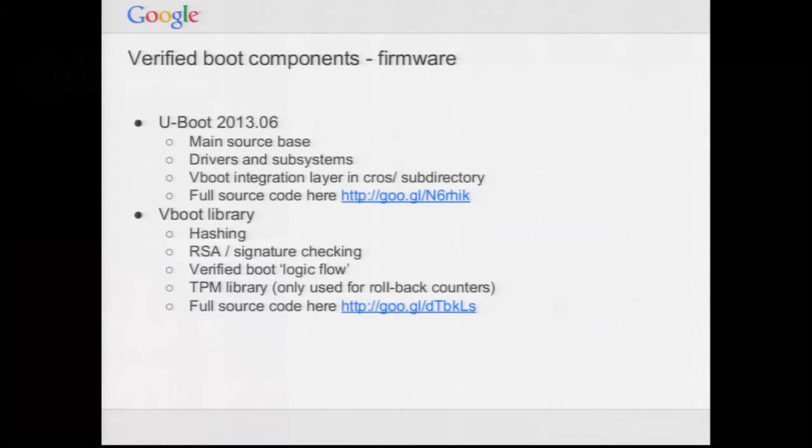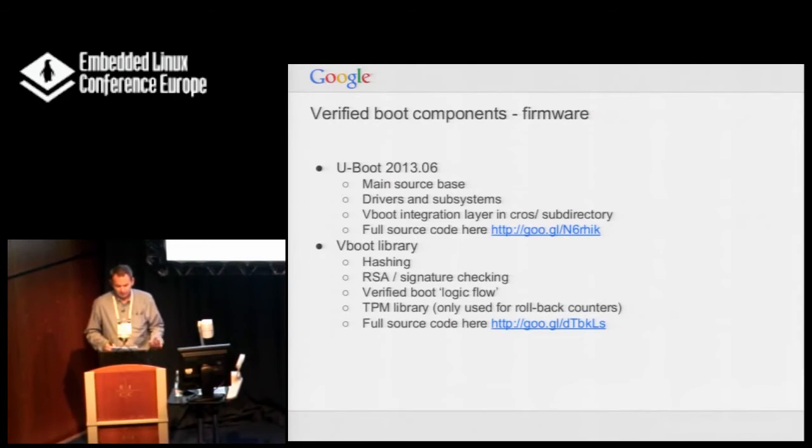So here are the components of firmware. I'm particularly talking about Snow, but the same applies to this year's Chromebooks, I think, except for one of the x86 ones. So we have U-Boot 2013.06. We're very close to upstream in Chrome OS. There's a vBoot integration layer which connects to what I call the vBoot library, and the source code for that is all there. But all of the Chrome OS stuff is kind of in its own subdirectory.